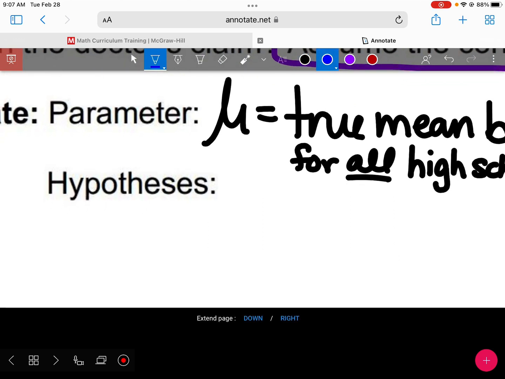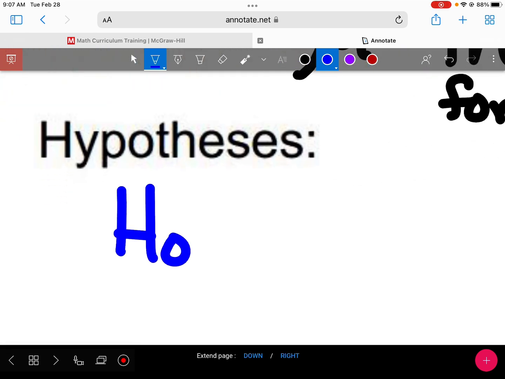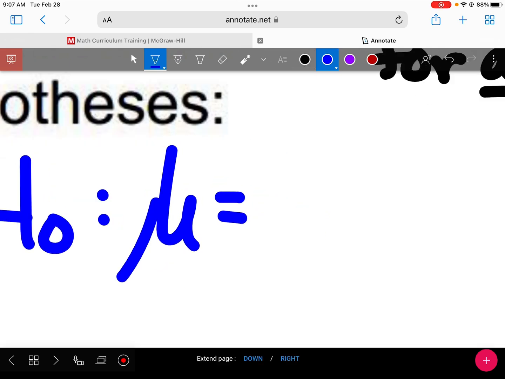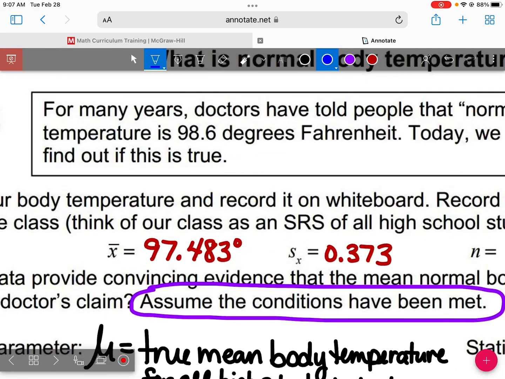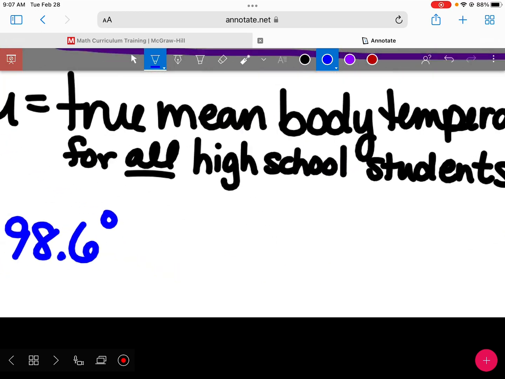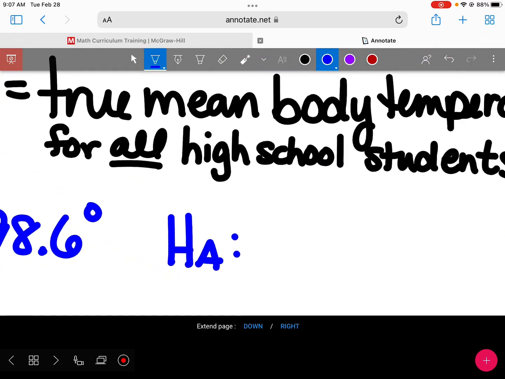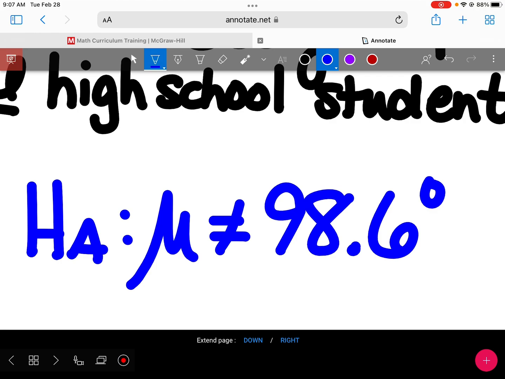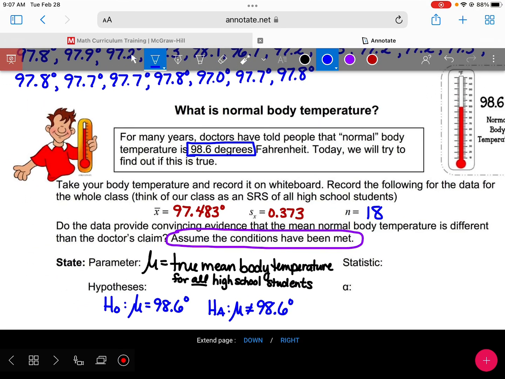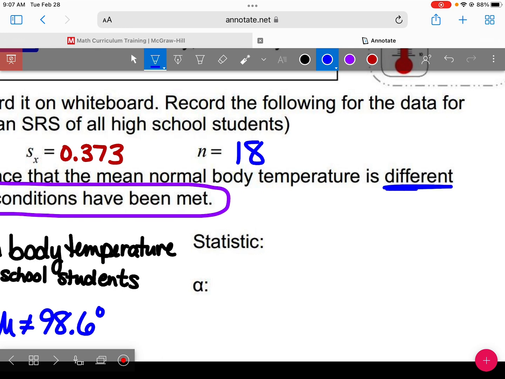If we're doing significance testing, we need hypotheses. Null hypothesis is that mu is equal to 98.6 degrees. That's coming from up here. And what would our alternative hypothesis be then? Not equal to 98.6 degrees Fahrenheit. We're looking to see if it is different from, not if it's greater than, not if it's less than, but just different from, which would be a not equal.